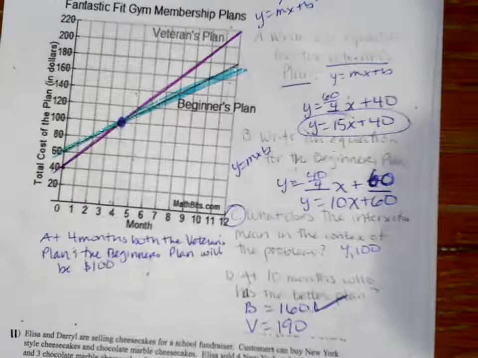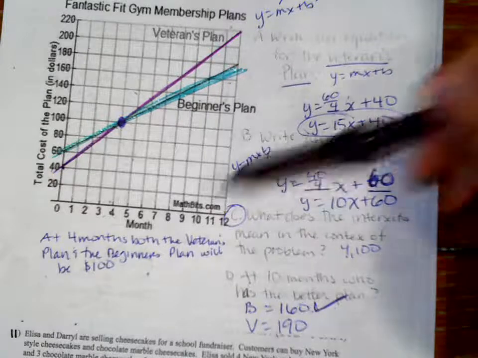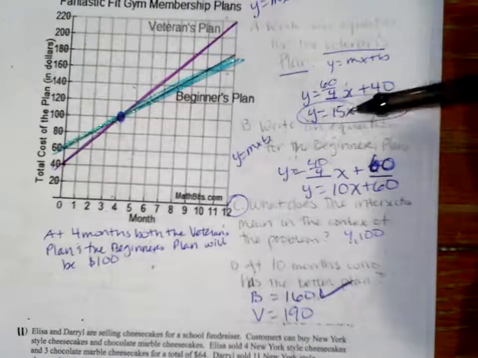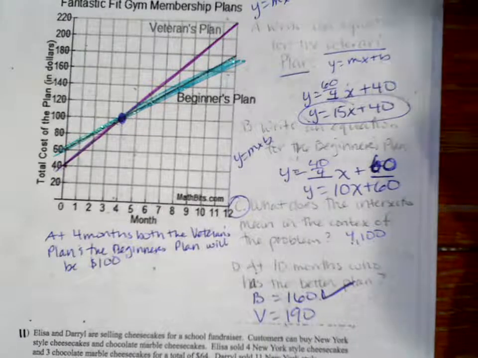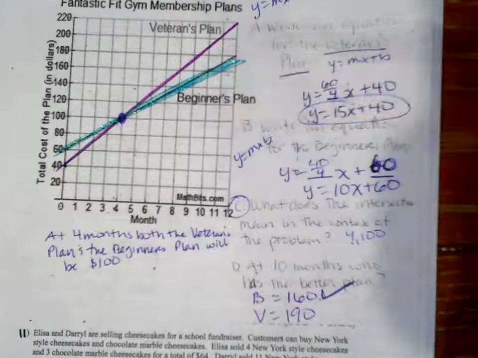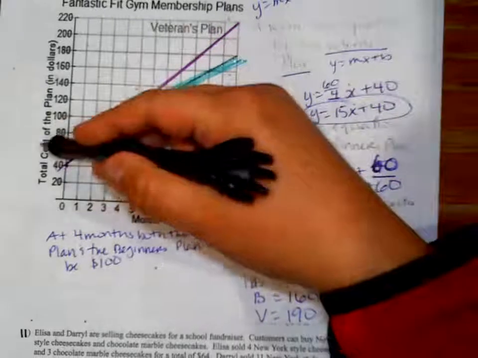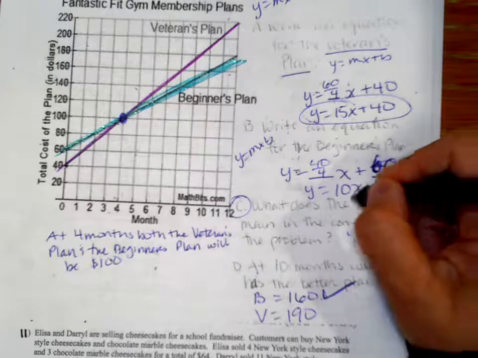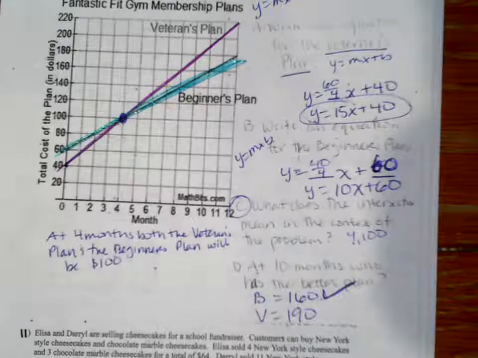Now, if they ask you how much it is, or they want to know at 15 months, maybe 15 months isn't on the graph, you would just need to plug it in, okay? So sometimes it's easier if you just go ahead and do this. Remember, your X is the months, and the Y is the cost of the plan. So if I wanted 15 months, I would just pop it in for X and solve. Okay, I hope that makes sense for you guys.